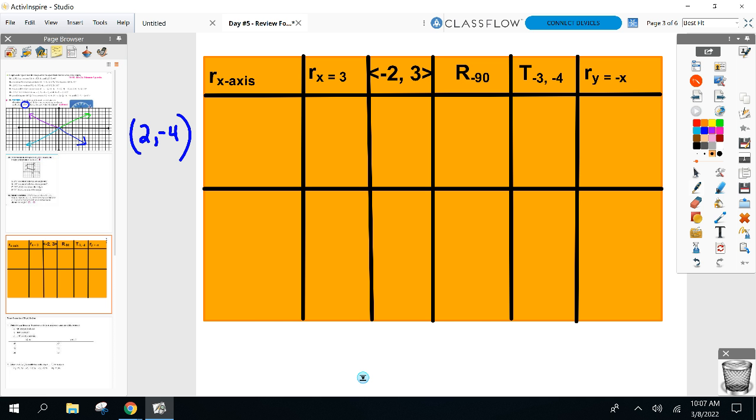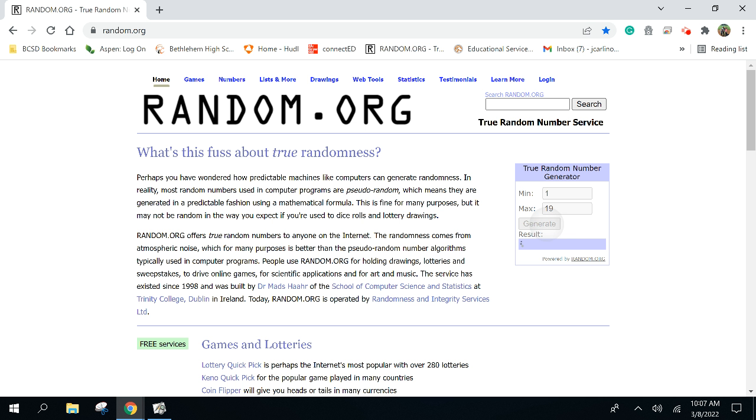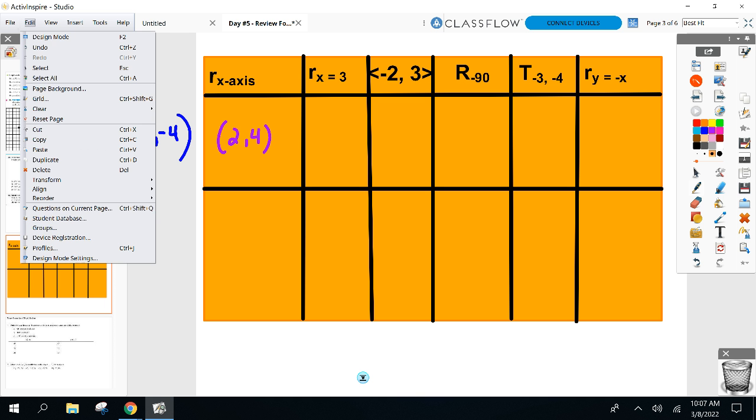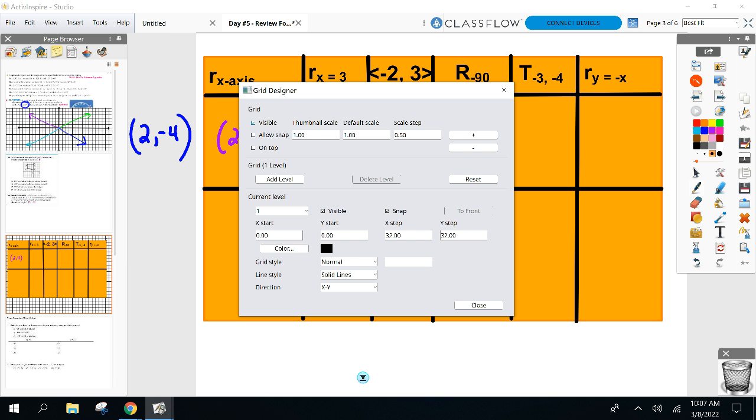Okay, when you're ready, where do we stand here? Let me go to somebody else. 11? 2, -4. Yep, good work. Stop me if you need any explanation. We all good? Actually, I should probably get my own graph paper ready just in case there's questions.